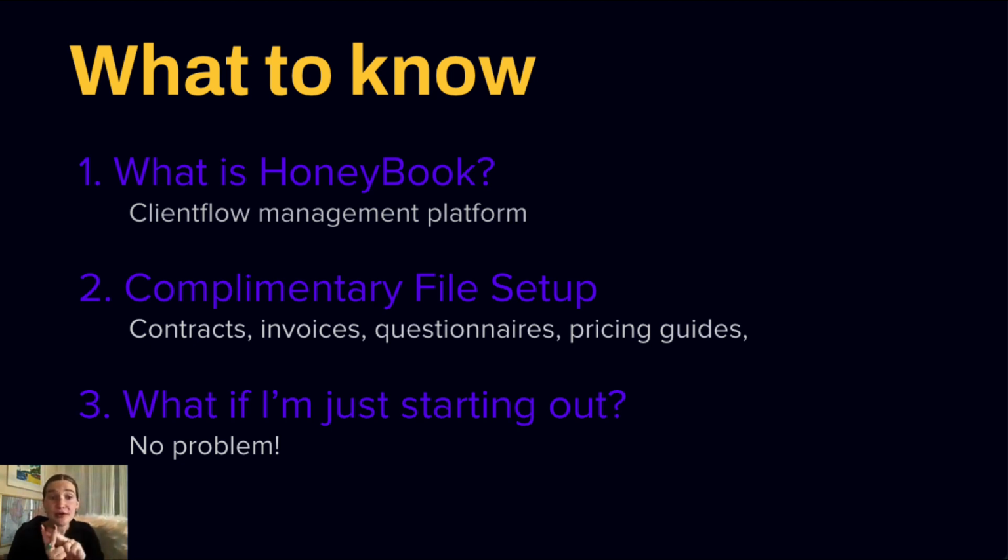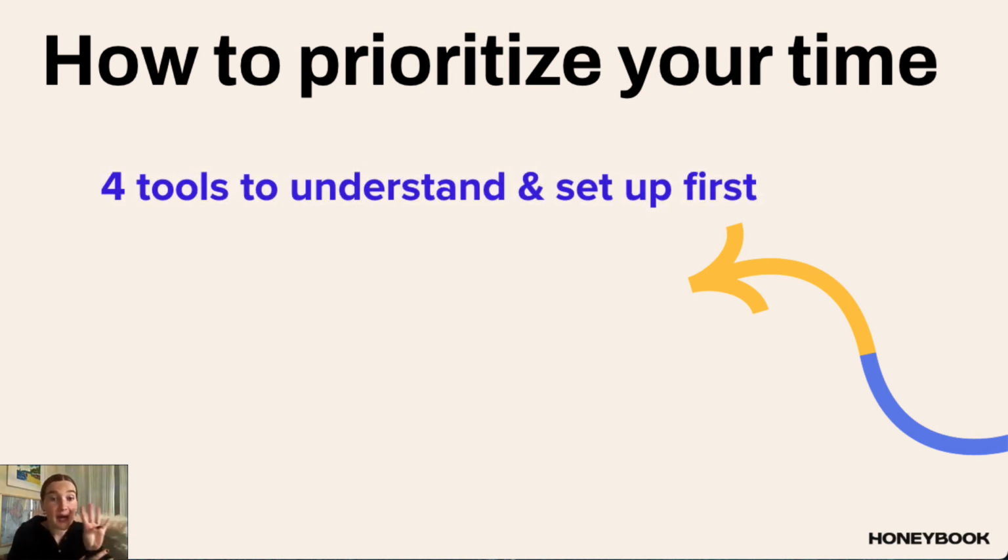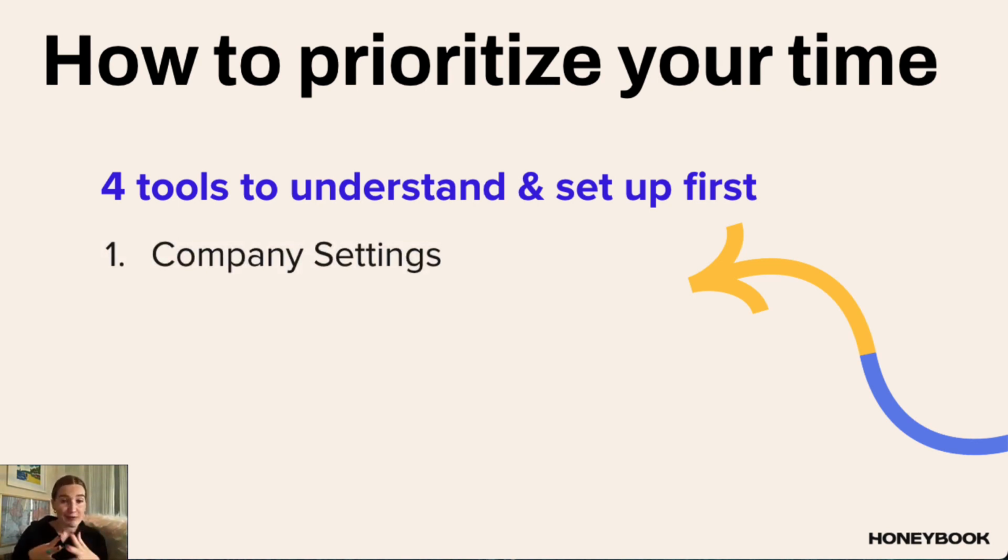Okay, so those are our 3 basics. Now I want to go into how to prioritize your time. So we're going to go into the 4 tools that you need to understand and set up first in your HoneyBook account in order to be set up for success as a new member. The first stop on this road is going to be your company settings. We're starting super basic here. We're going to go through the core company settings, account settings, that kind of stuff, branding that you need to get established first off. And this list of 4 is actually in order too. So keep that in mind.